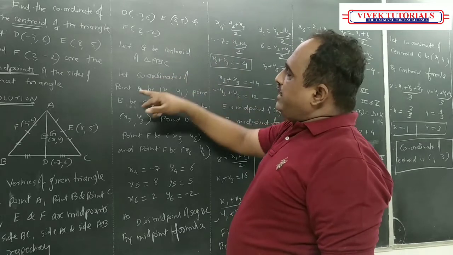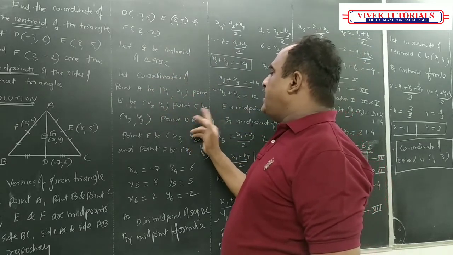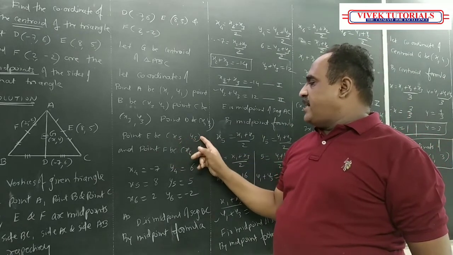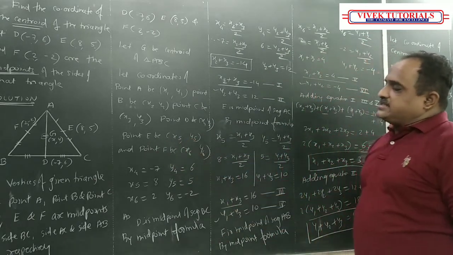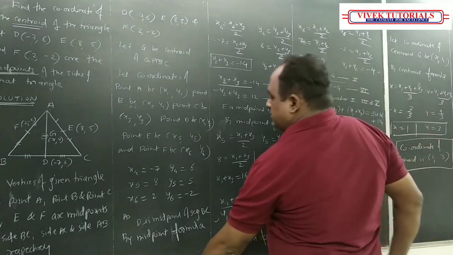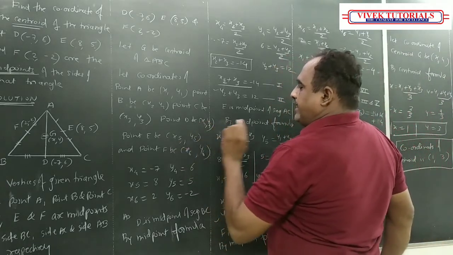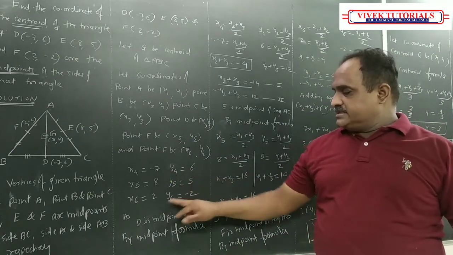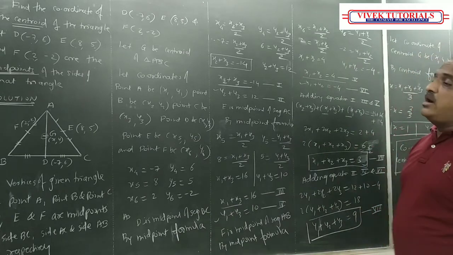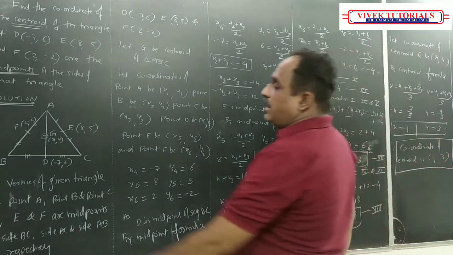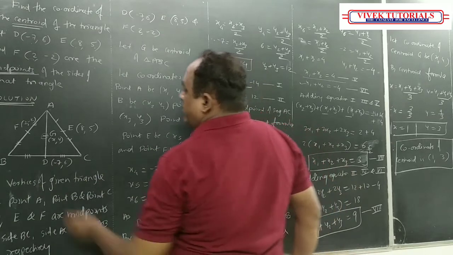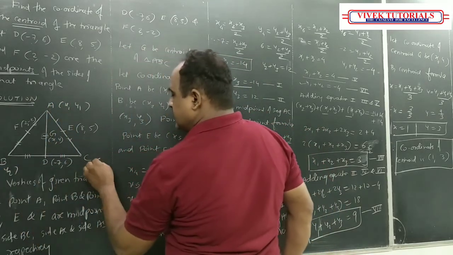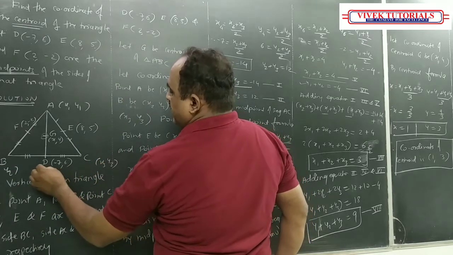G is the centroid. I have taken x1 y1 for A, x2 y2 for B, x3 y3 for C, x4 y4 for D. For point E it is x5 y5, F is x6 y6. Put commas properly. Keep your handwriting good. The value of x4 is minus 7, y4 is 6. This is there. Then we apply the midpoint formula for D. What will D be? Here I have taken x1 y1, here x2 y2 and here x3 y3. So this is x4 y4.